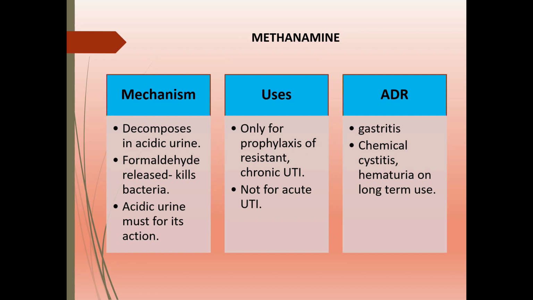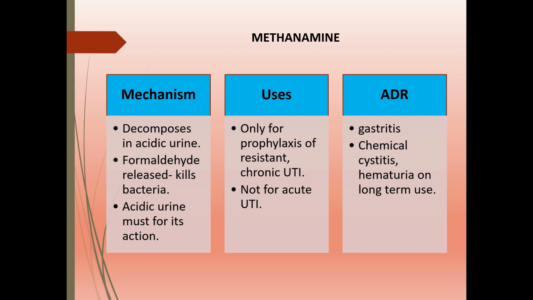Now coming to another urinary antiseptic, methenamine. Methenamine also needs an acidic pH because it decomposes in acidic urine and releases formaldehyde, which kills the bacteria. So acidic urine is a must for its action. It's only used for prophylaxis of resistant or chronic UTI. It's not at all useful in acute UTI. It's only used for prophylaxis.